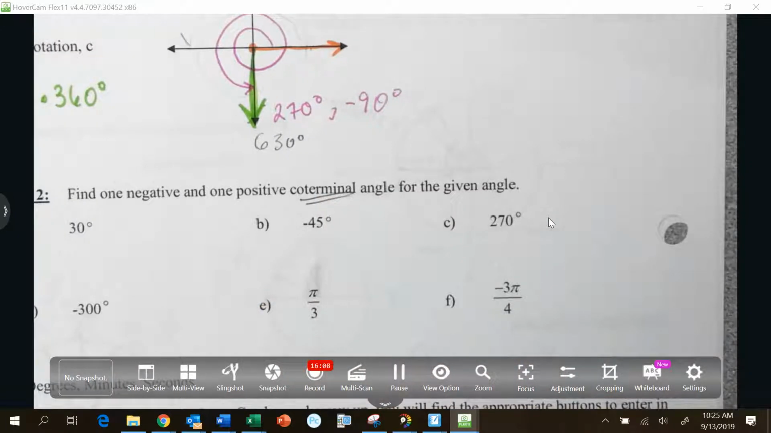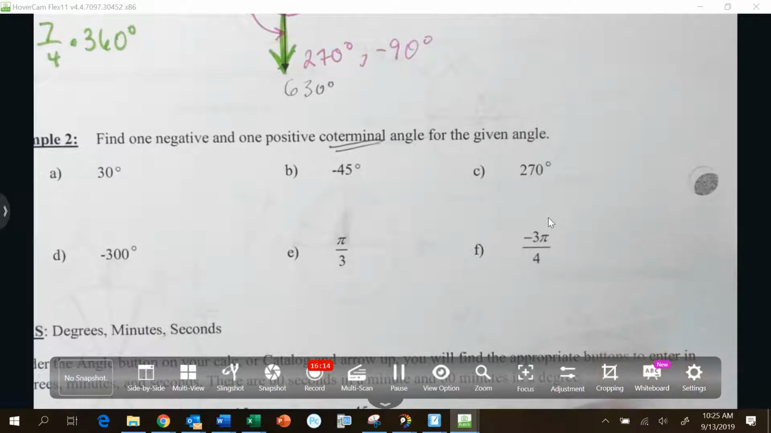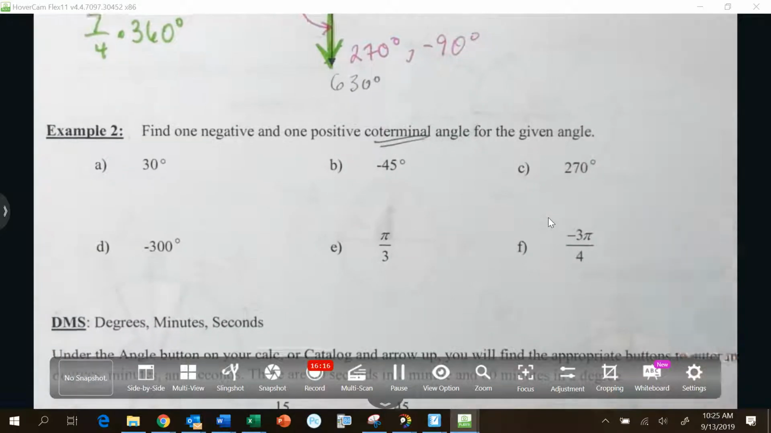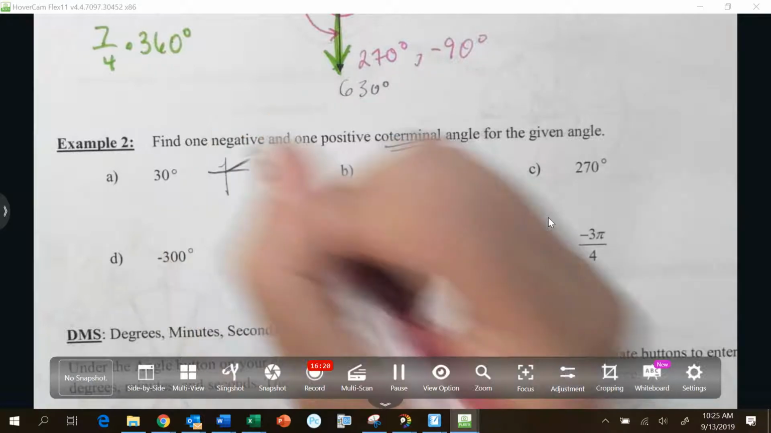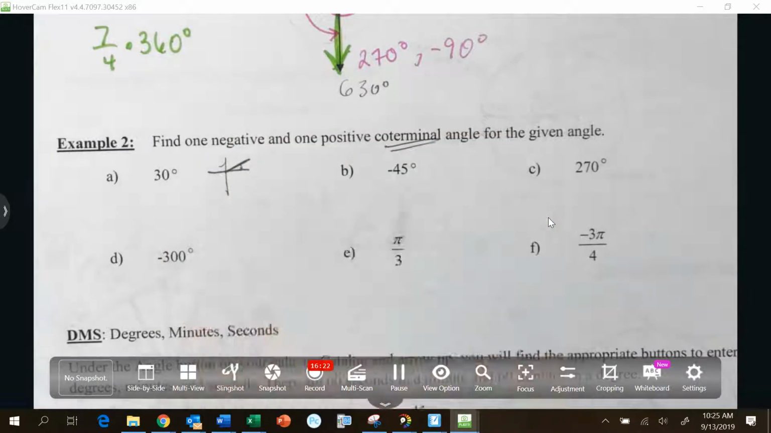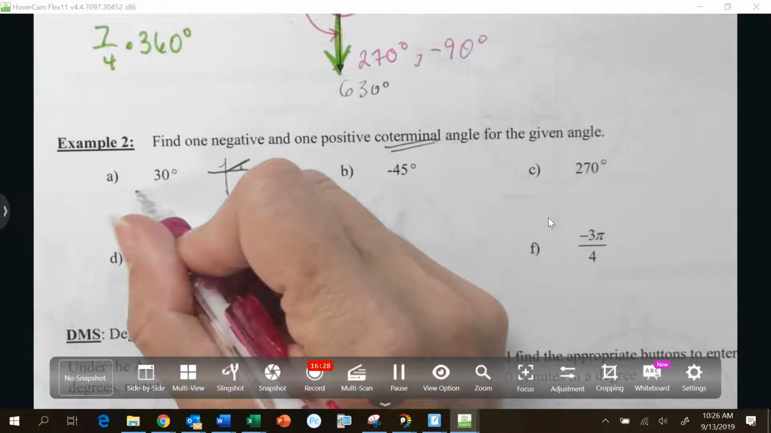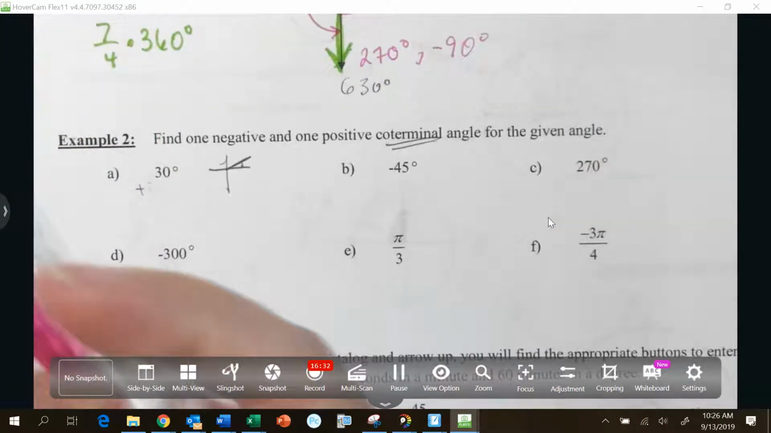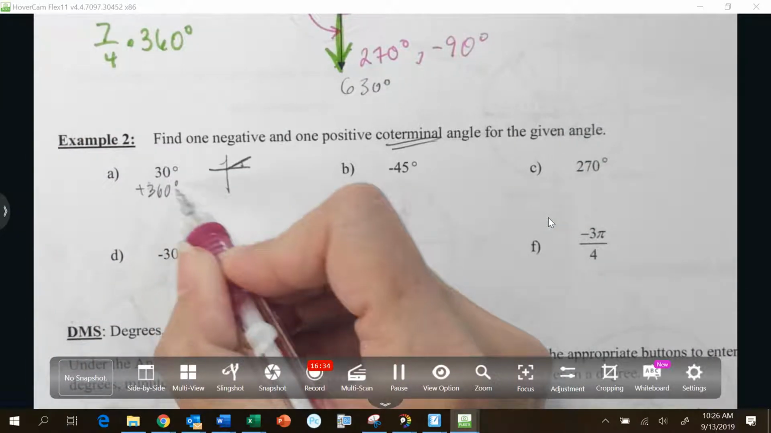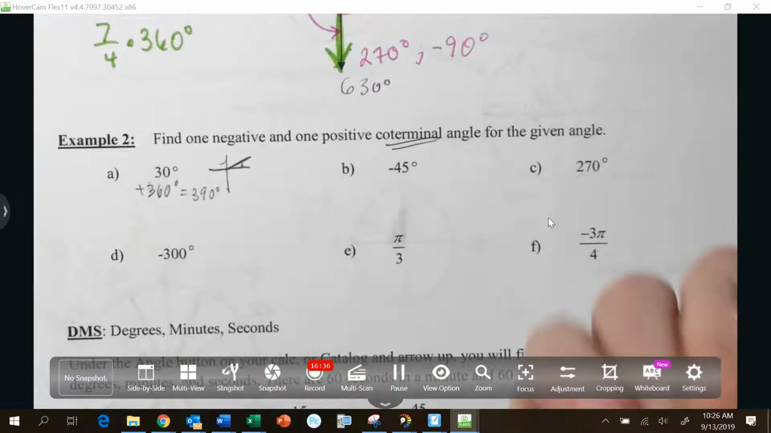Coterminal angles are the ones that end right at the same place, like 30 degrees. I need another angle that ends right there. So here's 30 degrees. What's another angle that would end at 30 degrees? 390, because I'm going to take that 30 and add 360 onto it. So that's one of them.